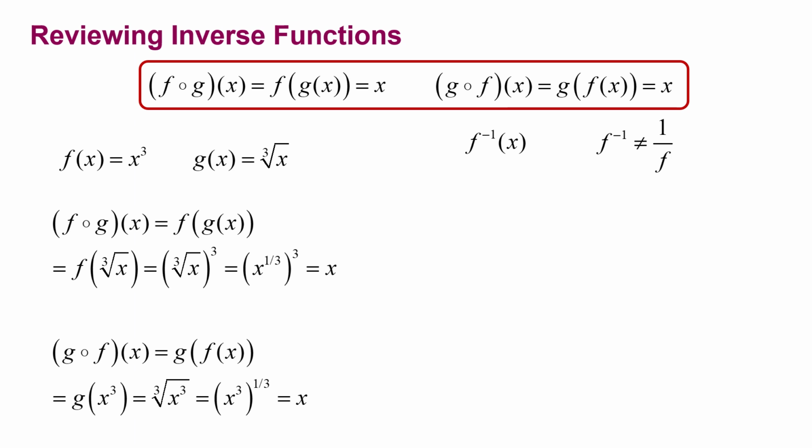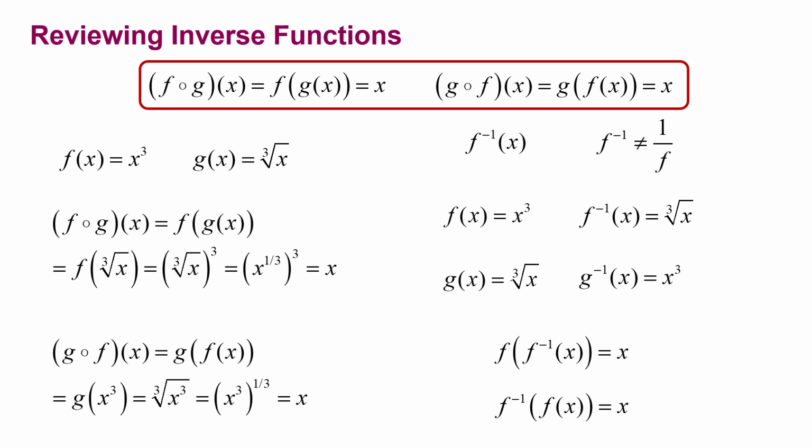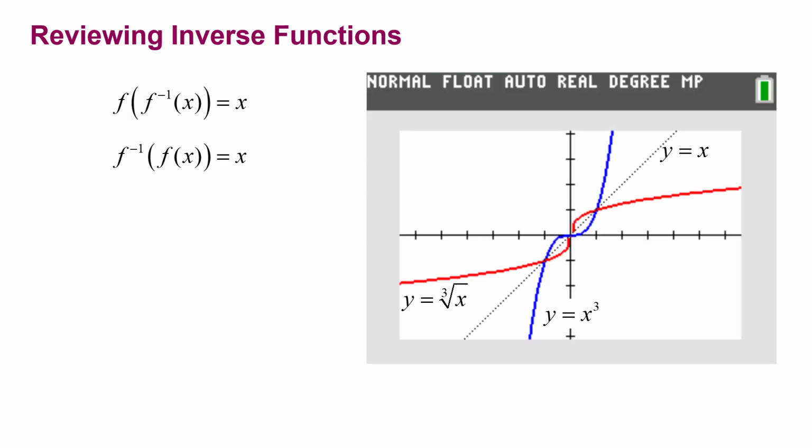So for this example, we can say for f of x equals x cubed, then f inverse of x equals cube root of x. And similarly, we can say for g of x equals cube root of x, that g inverse of x equals x cubed. So in general, for a function f and its inverse, we can write f composed with f inverse of x equals x, and f inverse composed with f of x equals x. As we just reviewed, inverse functions undo each other, which we write mathematically as the compositions we just stated.